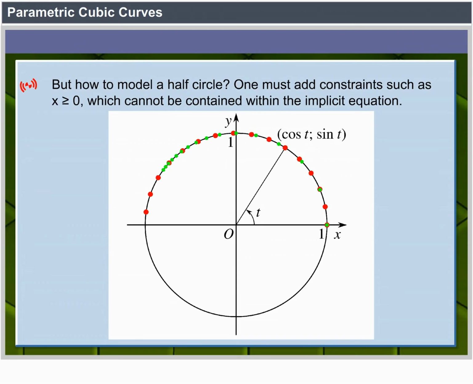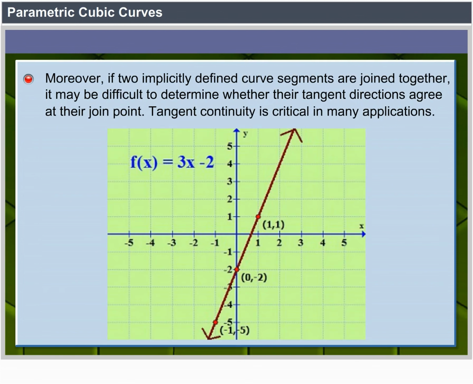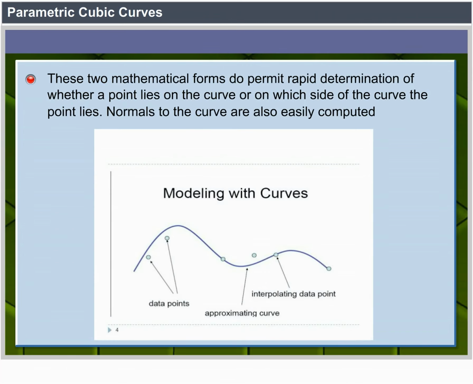Furthermore, if two implicitly defined curve segments are joined together, it may be difficult to determine whether their tangent directions agree at the joint point. Tangent continuity is critical in many applications. These two mathematical forms do permit rapid determination of whether a point lies on the curve or on which side of the curve the point lies. Normals to the curve are also easily computed.